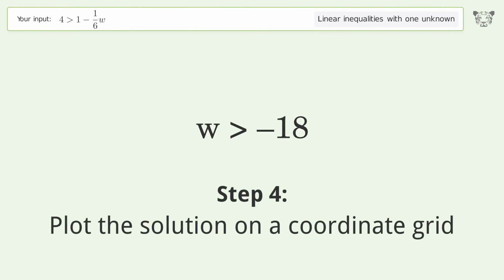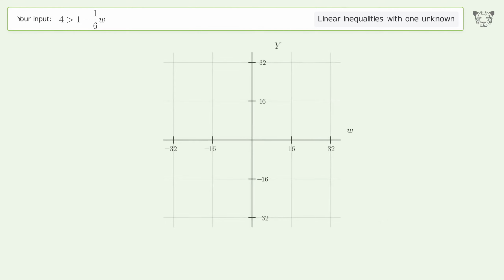Plot the solution on a coordinate grid. And so the final result is w greater than -18.